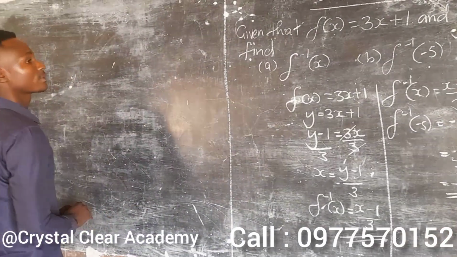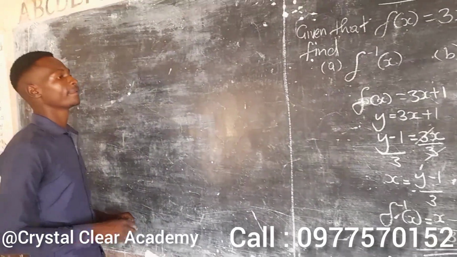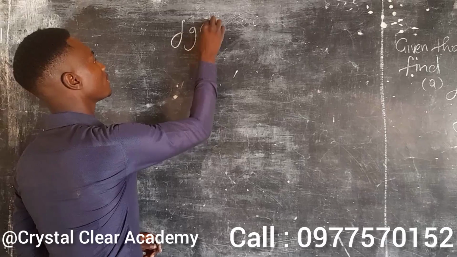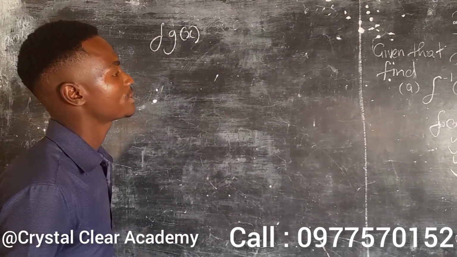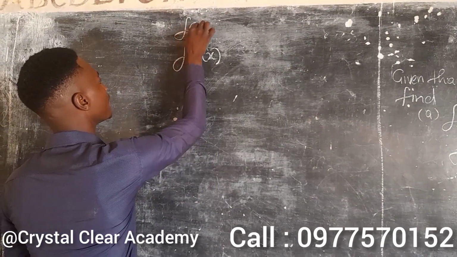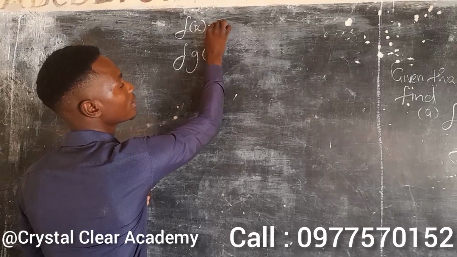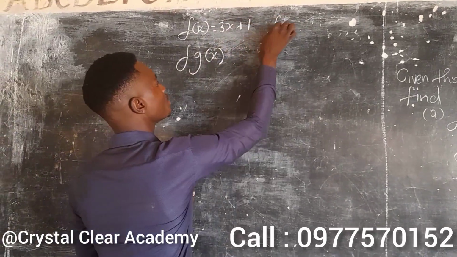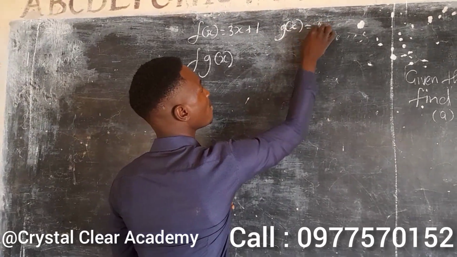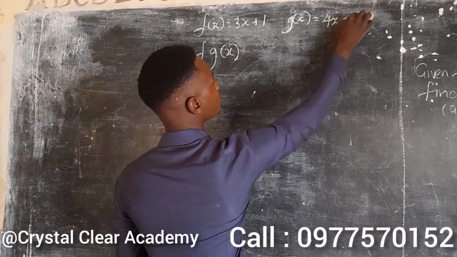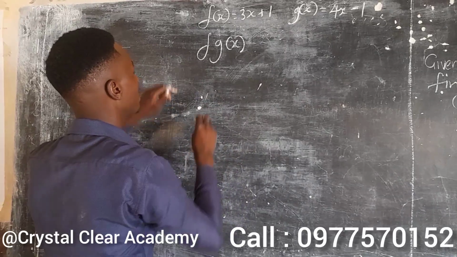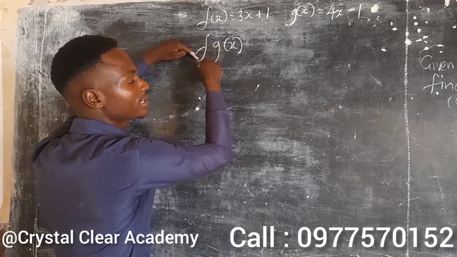So the last question is find fg of x. Let's write the functions f and g. So f of x is equal to 3x plus 1. Then g of x is equal to 4x minus 1. So whenever you are given such functions, don't waste time, but look at the first function.